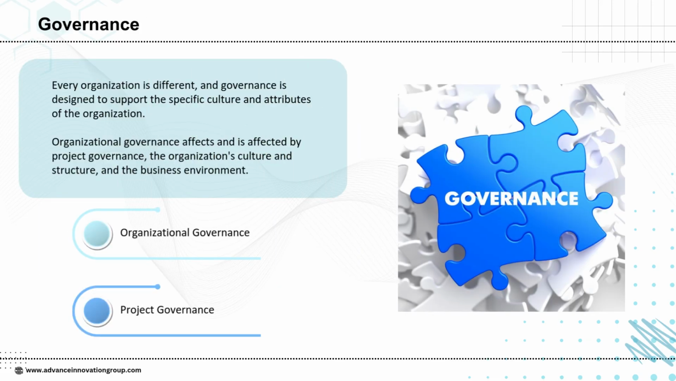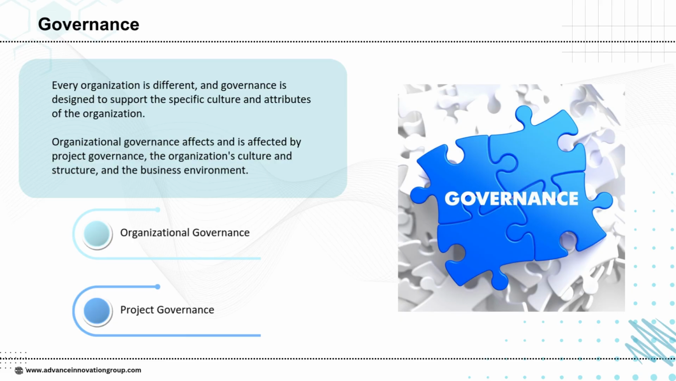Every organization has its own unique culture and attributes, and governance is established to align with and support those characteristics. Governance plays a crucial role in shaping how decisions are made, how accountability is maintained, and how the organization adapts to its environment. It both influences and is influenced by project governance, organizational structure, and the overall business context.